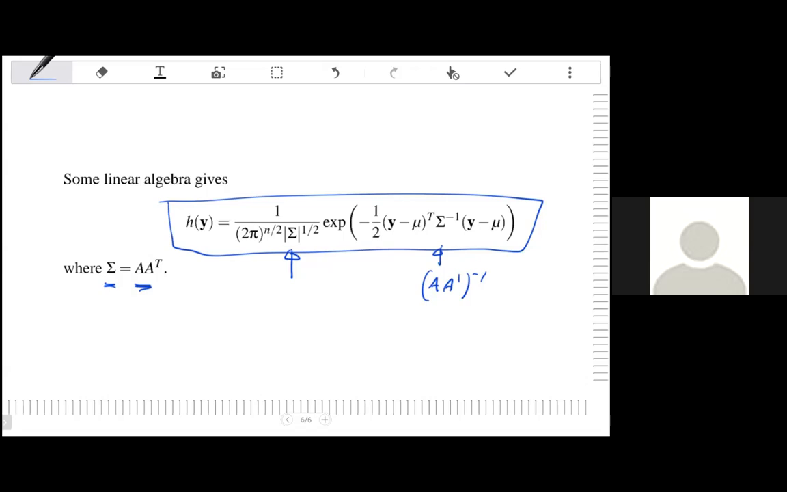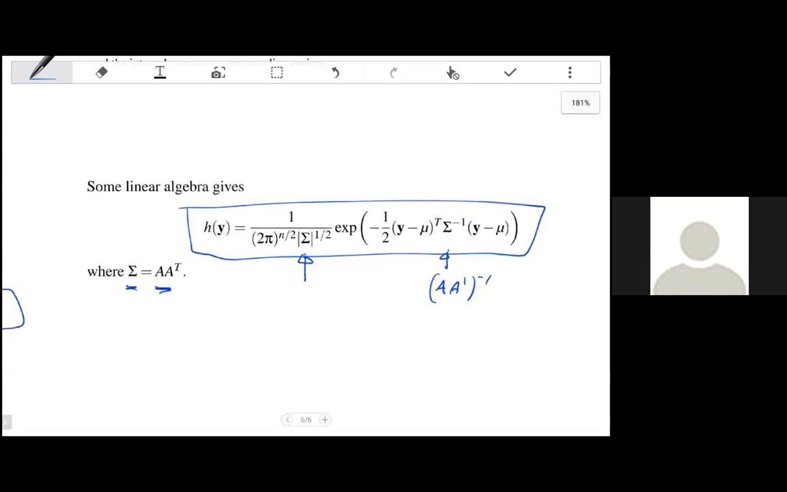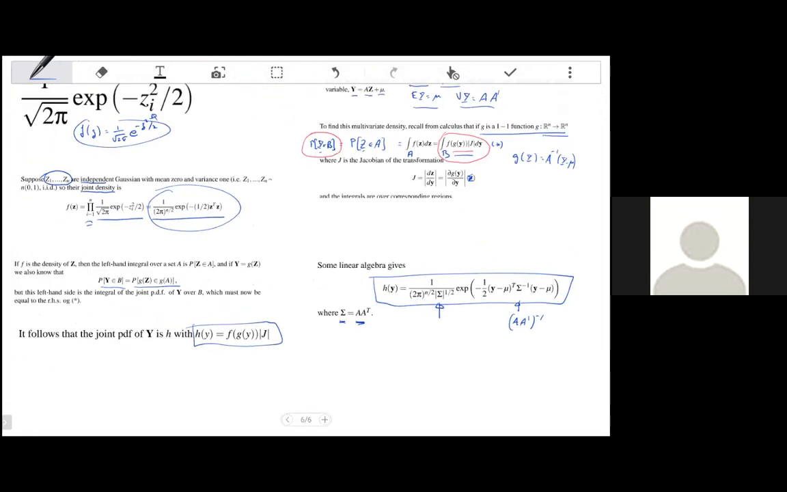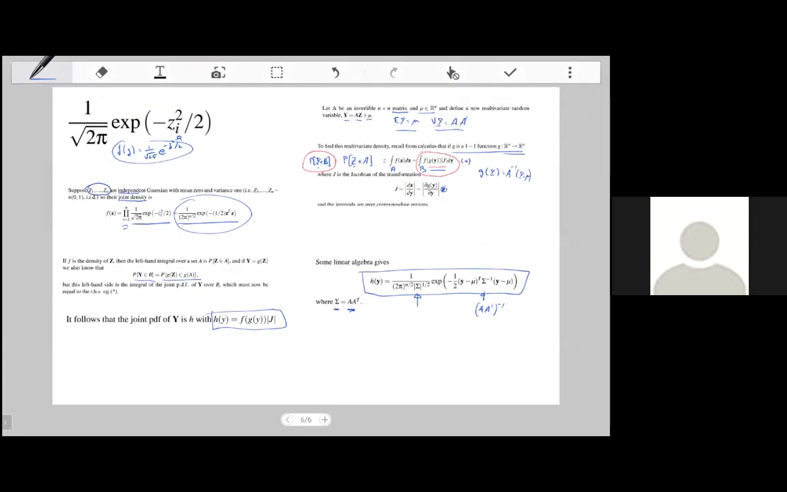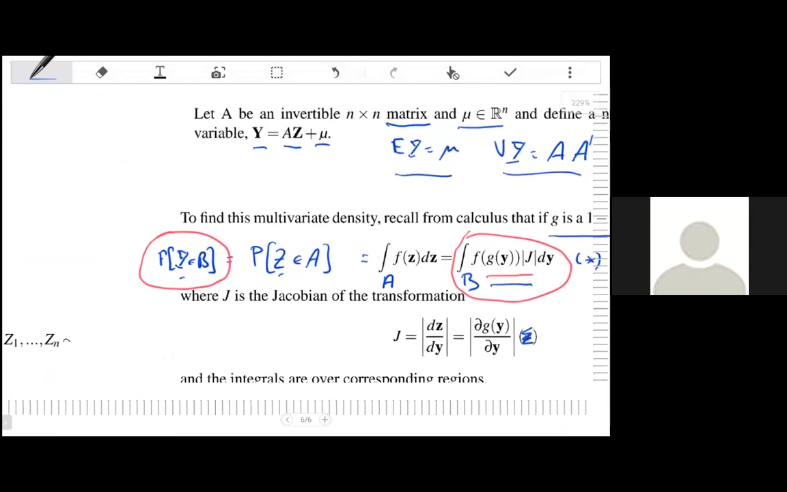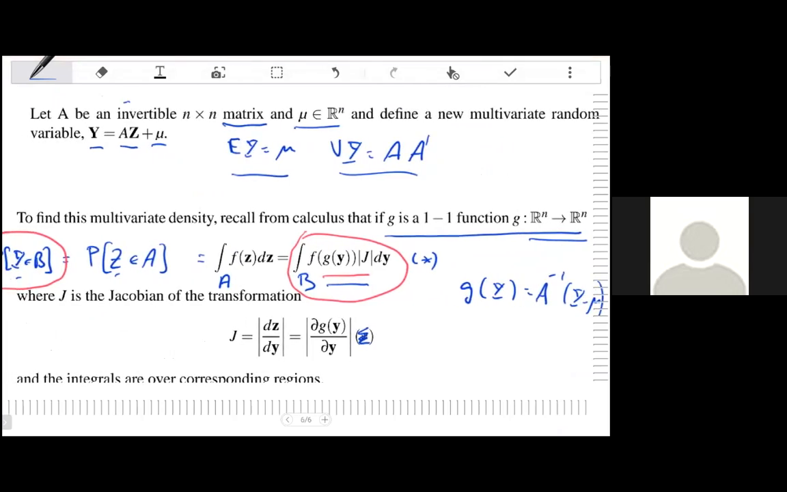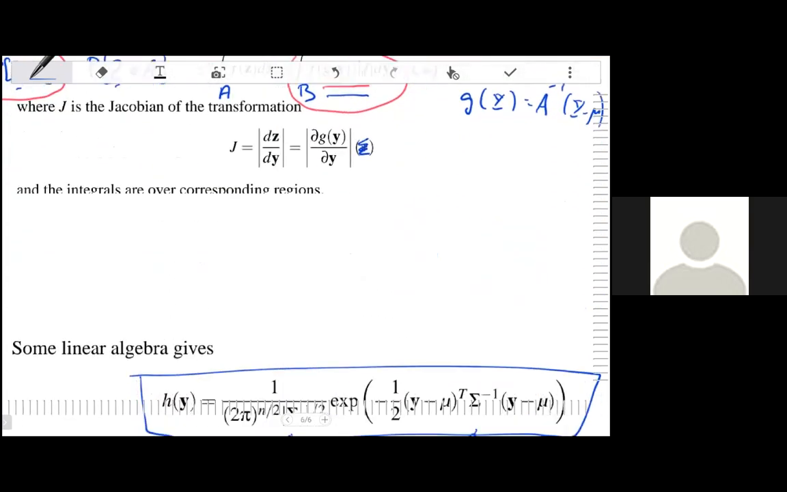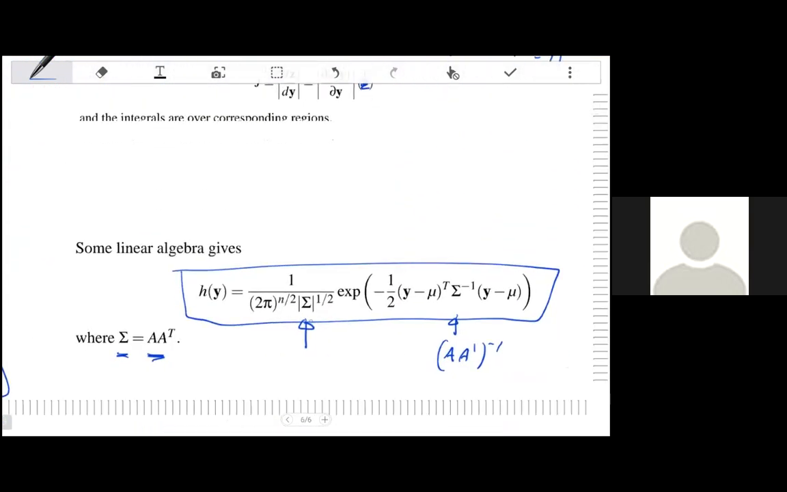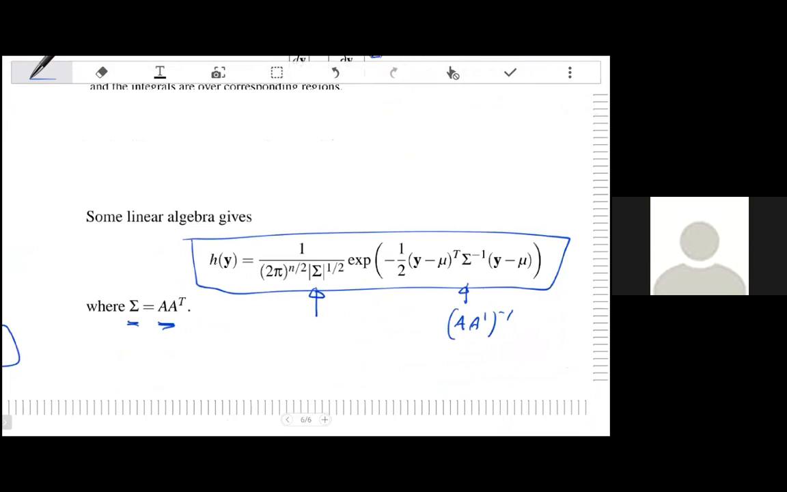So this is the general formula for the distribution of any linear transformation of standard normal random variables. But we did put one condition on it. We said A had to be invertible. And you see what happens if it's not invertible. This determinant is 0, and then we cannot compute this density. And that's not really a particularly interesting case.